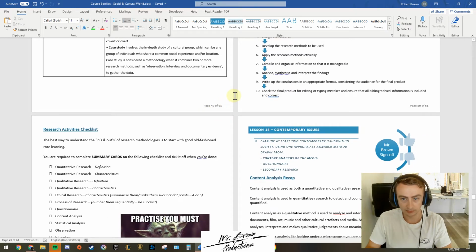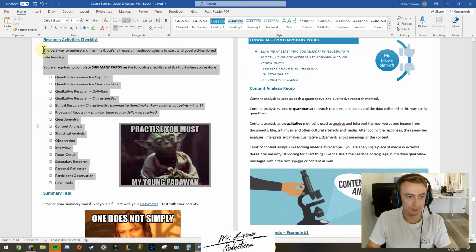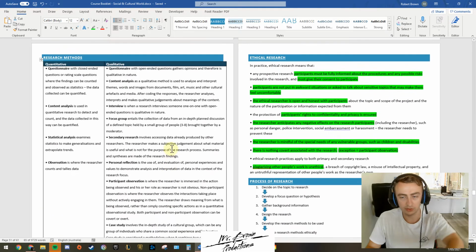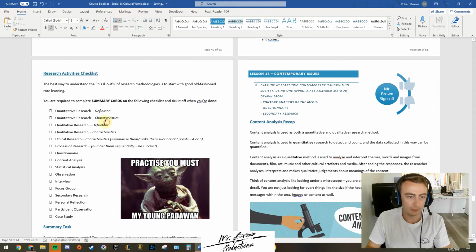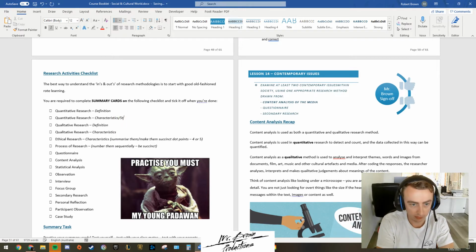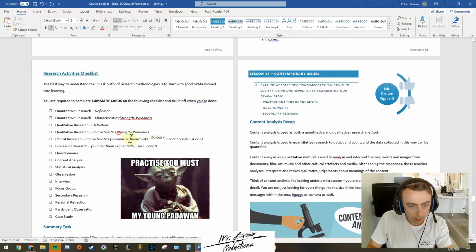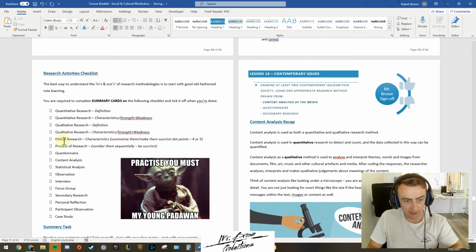So essentially, that's it for the lesson. What I've done here is I've pretty much written a checklist of all the things that you should have done by the end of this lesson. So all the stuff we've just talked about today, tick them off once you've done them. So if you've done the definition and the characteristics, so strengths and weaknesses there, and that's the same for the rest, so just go through and tick them off once you've done them.